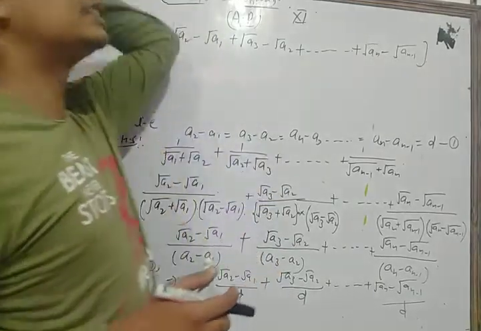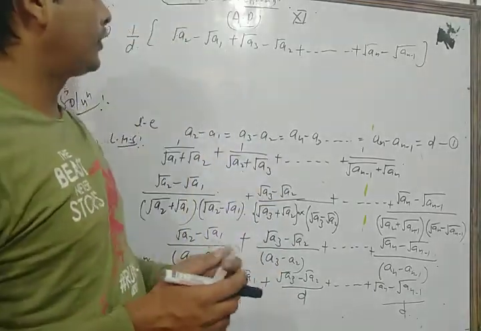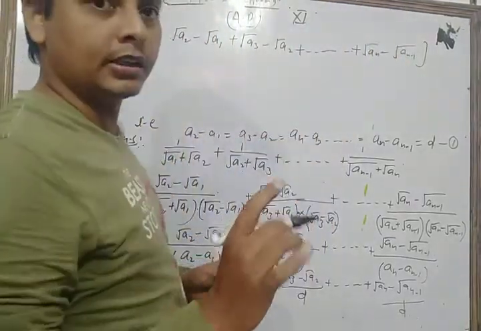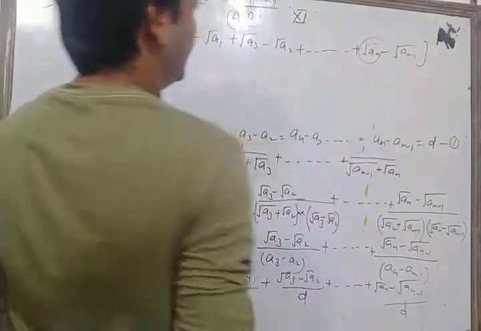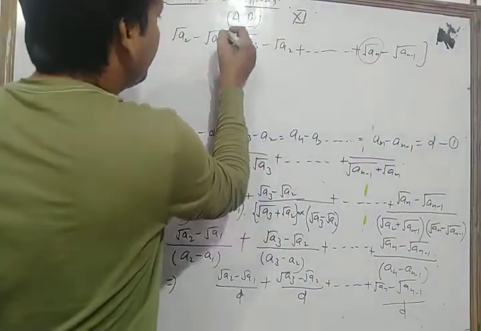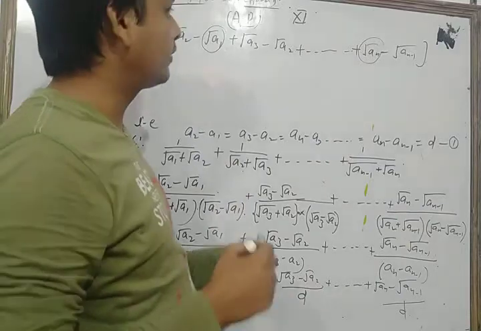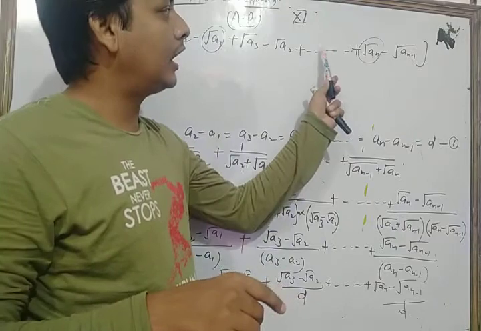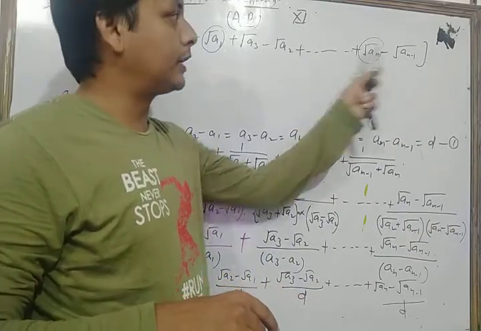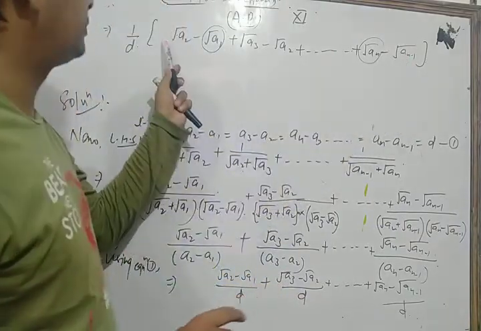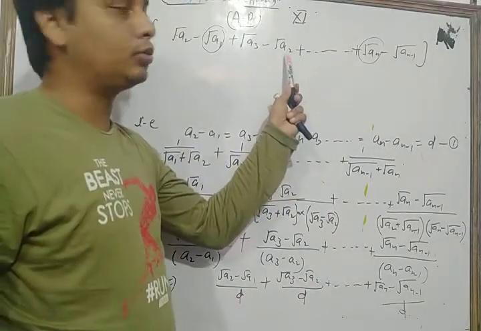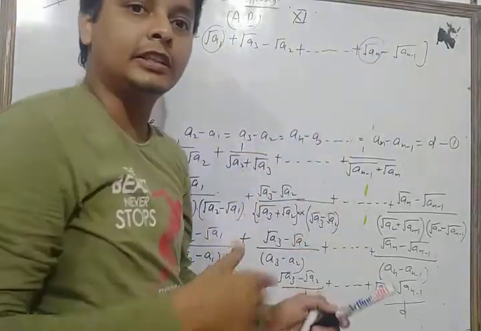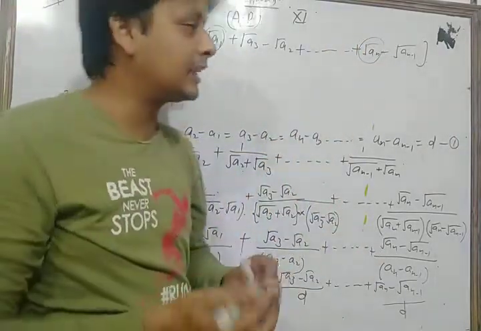Now dear students, let's see here. After observing that sequence, we have what? Each term is cancelled by another except under root an and minus under root a1. Because, let's see, if you observe, the term previous to under root an is what? Under root an minus 1. So plus and minus cancel each other. Similarly here, plus under root a2 and minus under root a2 cancel each other. So in the next term we have plus under root a3 minus under root a3. So each term is cancelled in that sequence.